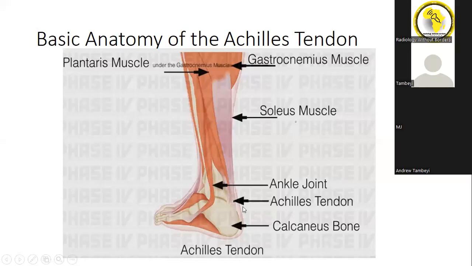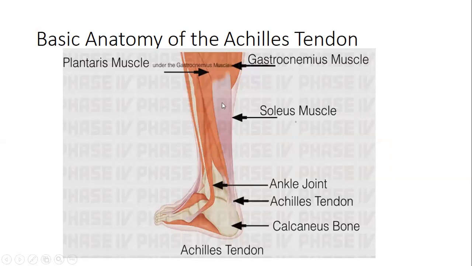So basically, the job of the Achilles tendon is to join the lower limb, the leg, with the ankle joint. And so it's going to be responsible for the movements of your foot. So the flexion and the balancing and all the things that we need to do with our legs concerning the foot, mostly the Achilles tendon is involved.